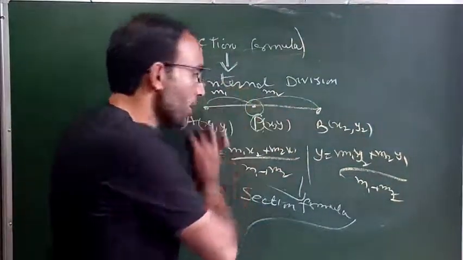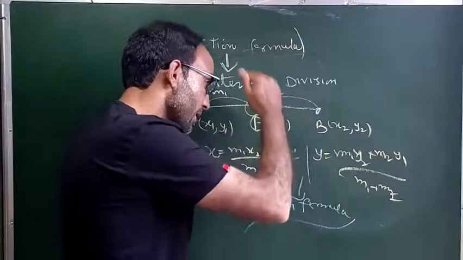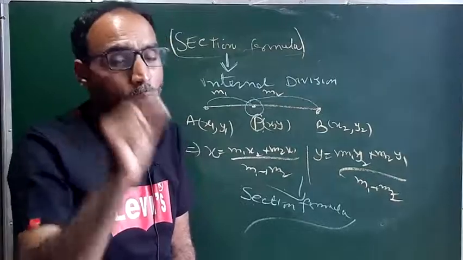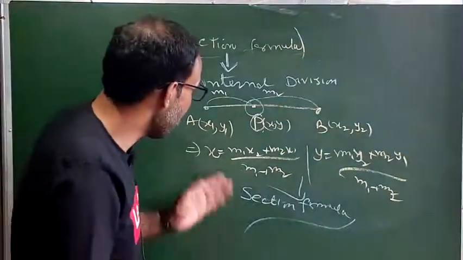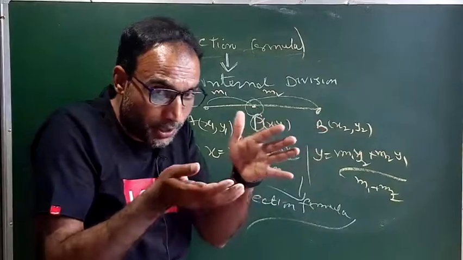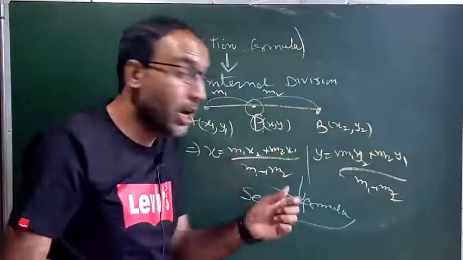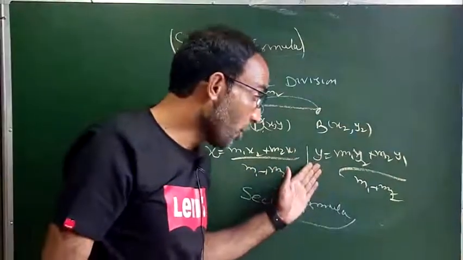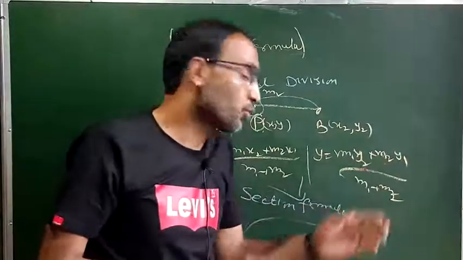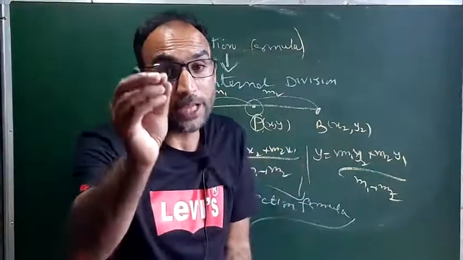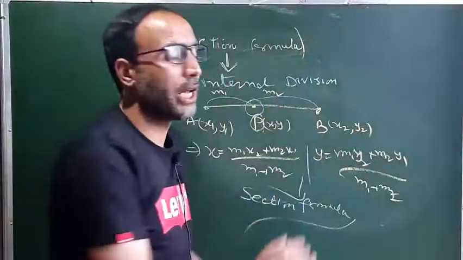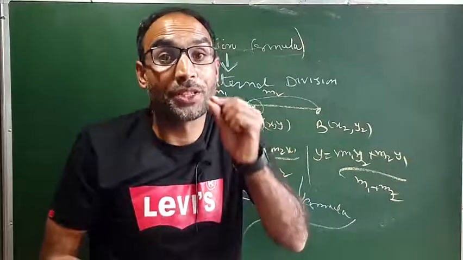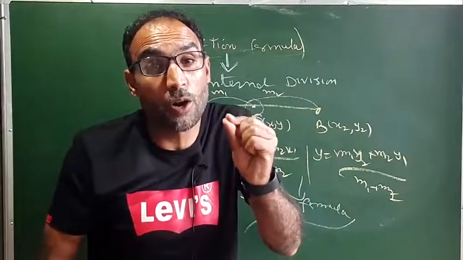So with this point of division, using the section formula we determine the coordinates of the point of division. As I told you, the x coordinate is equal to m1 x2 plus m2 x1 upon m1 plus m2, and the y coordinate is equal to m1 y2 plus m2 y1 upon m1 plus m2. This formula is known as the section formula. With the help of the section formula, we determine the coordinates of the point of division.